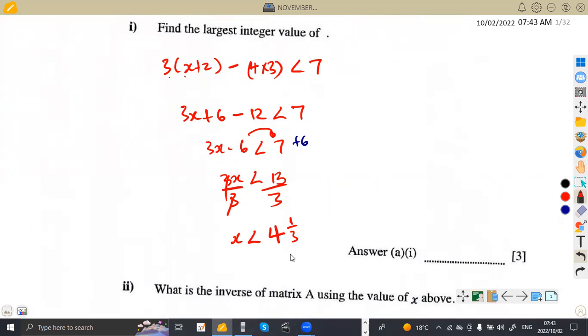All right, so you're going to obtain 4 and a third from this part, but we are given that we are supposed to find the largest integer. An integer is referring to a positive or negative whole number. So what is the largest integer that we have?